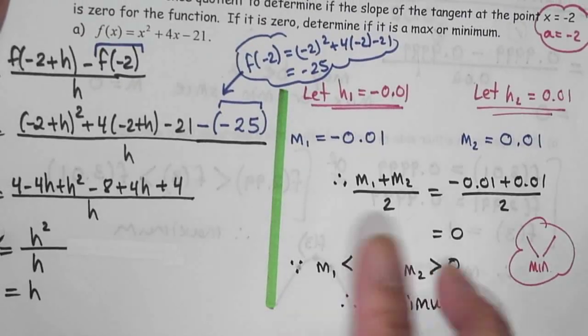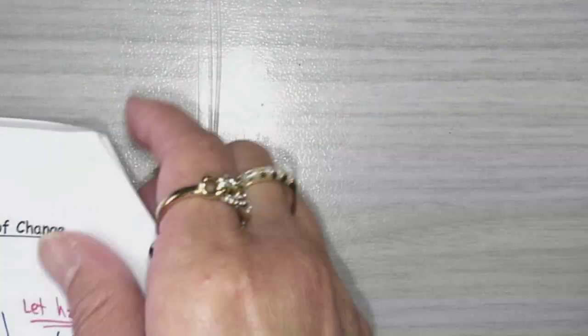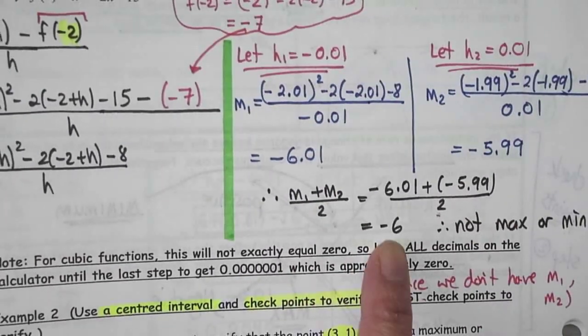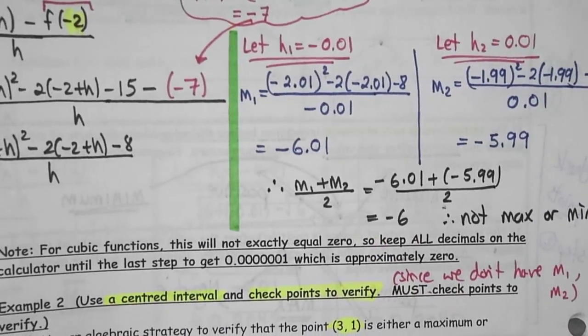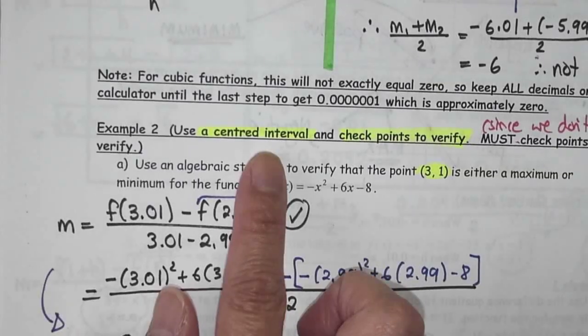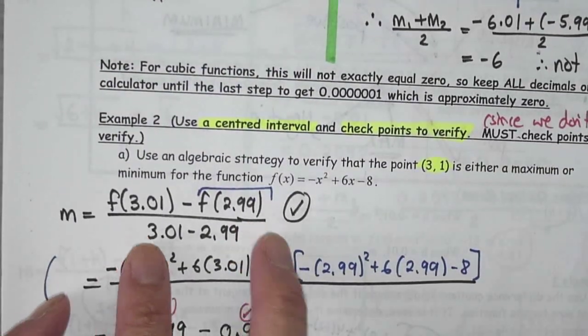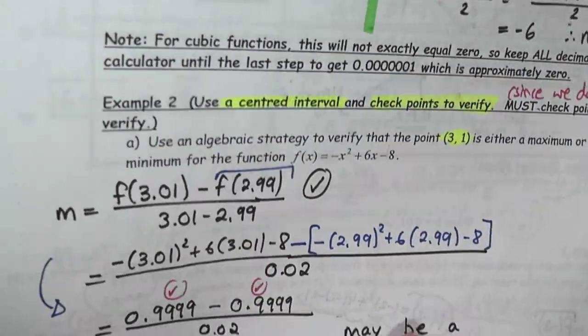So if you're using the difference quotient, you're comparing slope to slope. Then here, we did it again. I compared the two slopes and I went, oh, but the slope is -6. It's not 0, so it definitely can't be a max or min. Now, the next strategy we had was the centered interval. Centered interval is a 0.01 before, 0.01 after, we centered it around it, and we put the two numbers in.